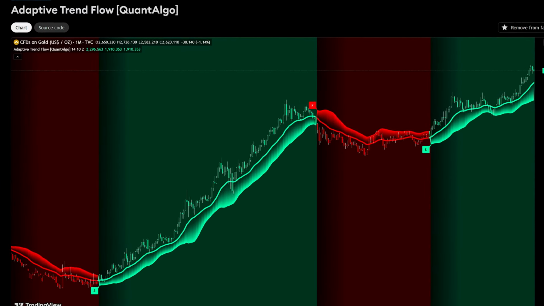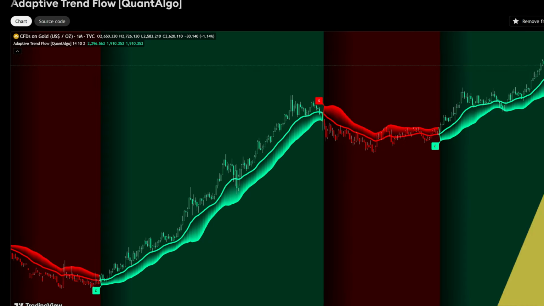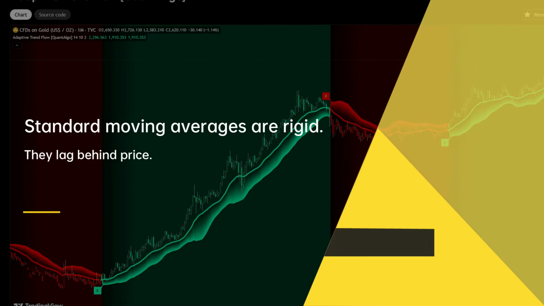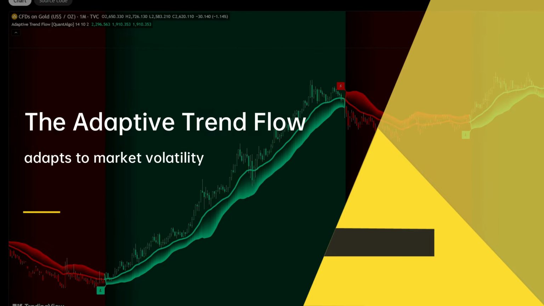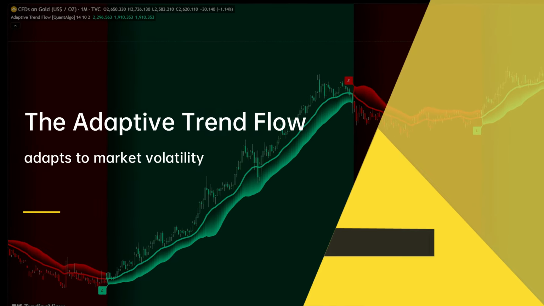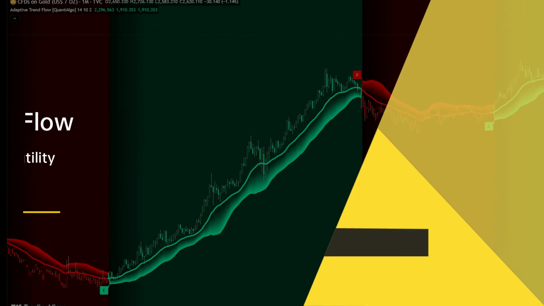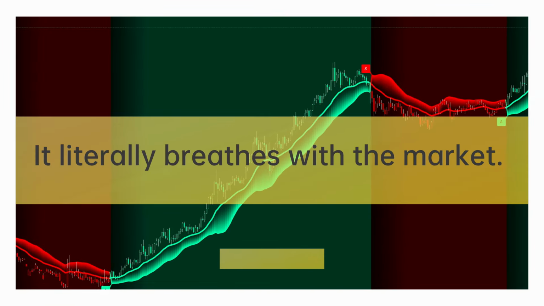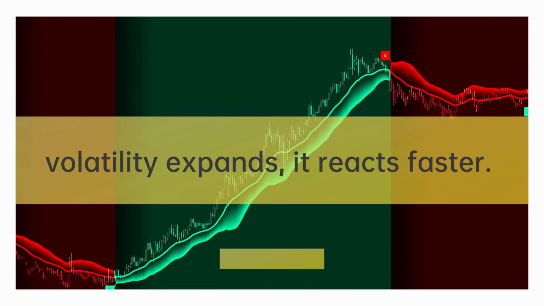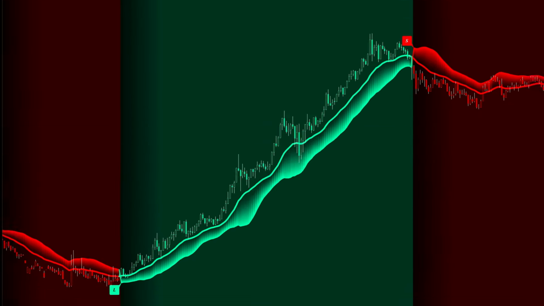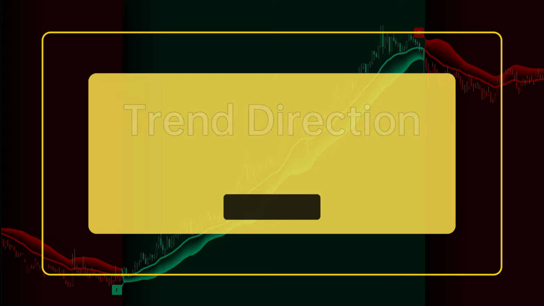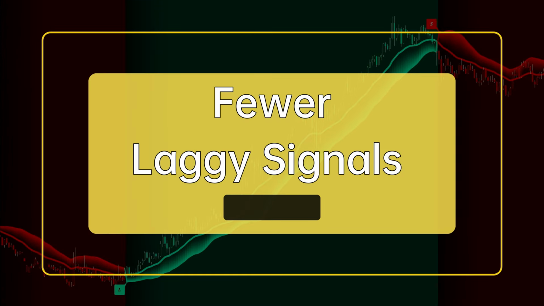Here's what makes it different from most indicators. Standard moving averages are rigid. They lag behind price. The adaptive trend follow adapts to market volatility using a combination of fast and slow EMAs. It literally breathes with the market. When volatility expands, it reacts faster. When it contracts, it smooths out. That means you get a much cleaner view of trend direction and fewer laggy signals to mislead you.